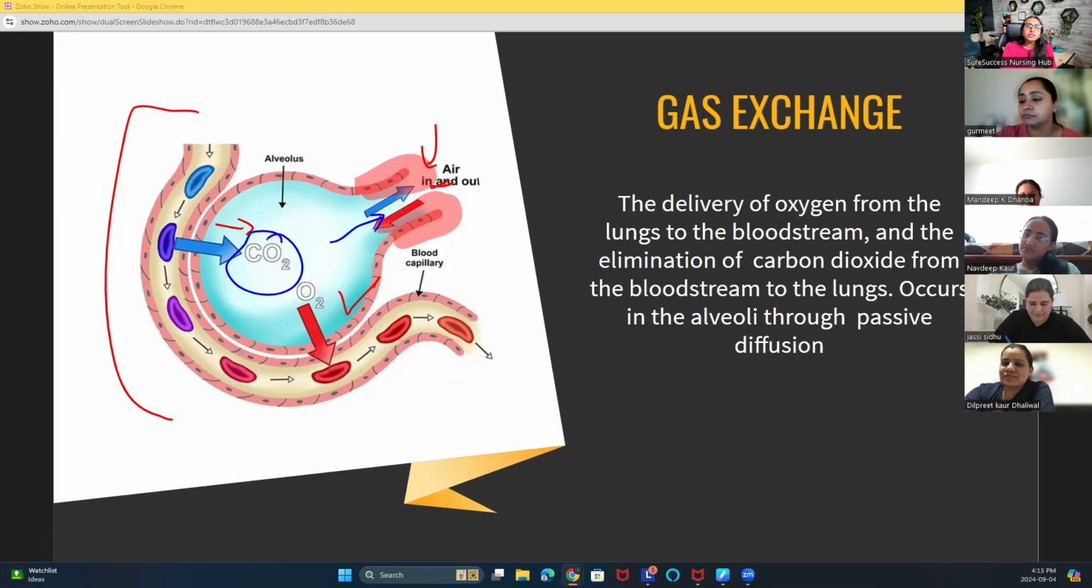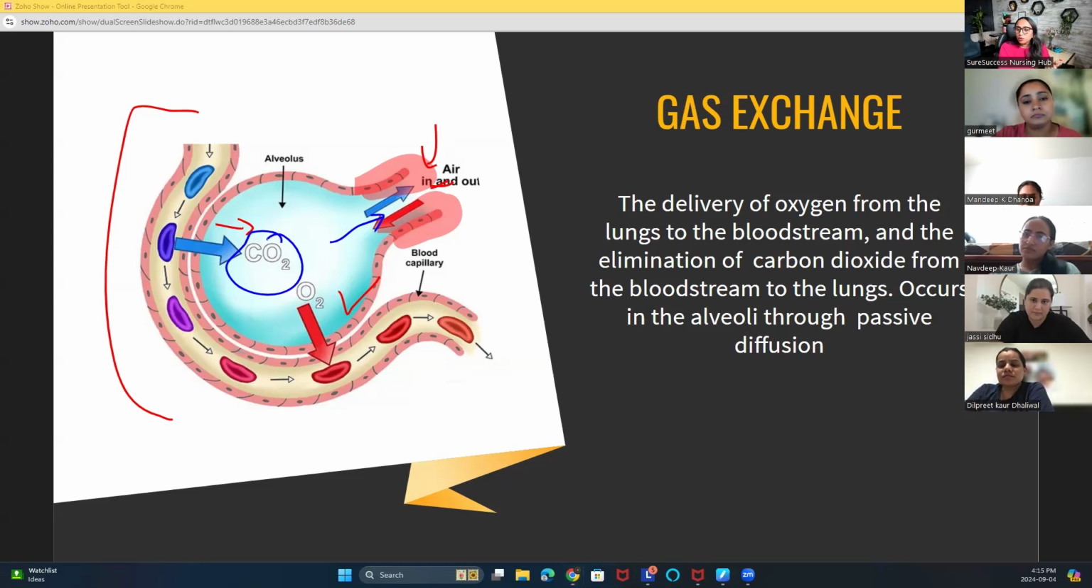So when you're breathing in and breathing out, our alveoli are in direct touch with the capillaries, where oxygen is going into the capillary and carbon dioxide is going out. If that is not happening, then gas exchange is improper.